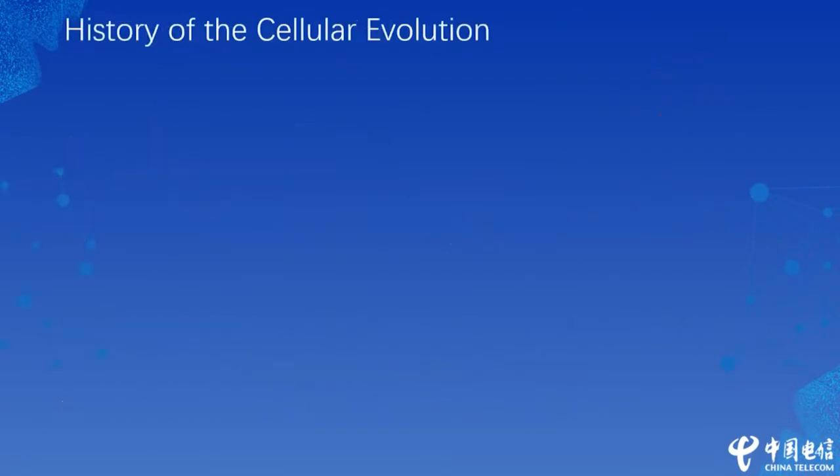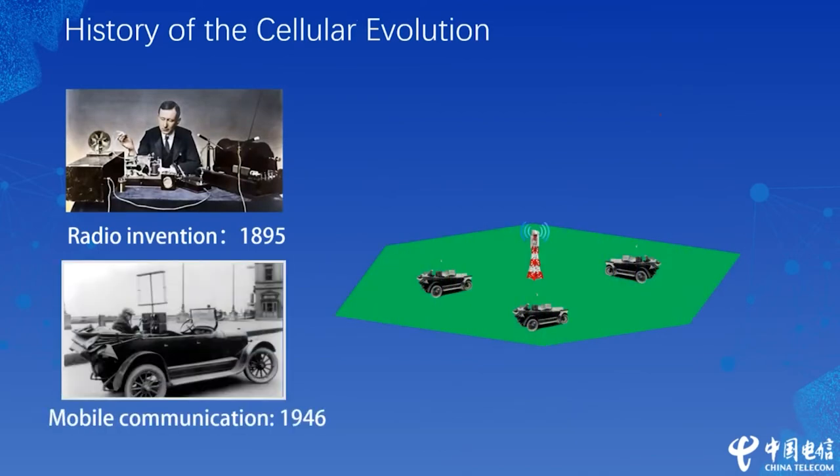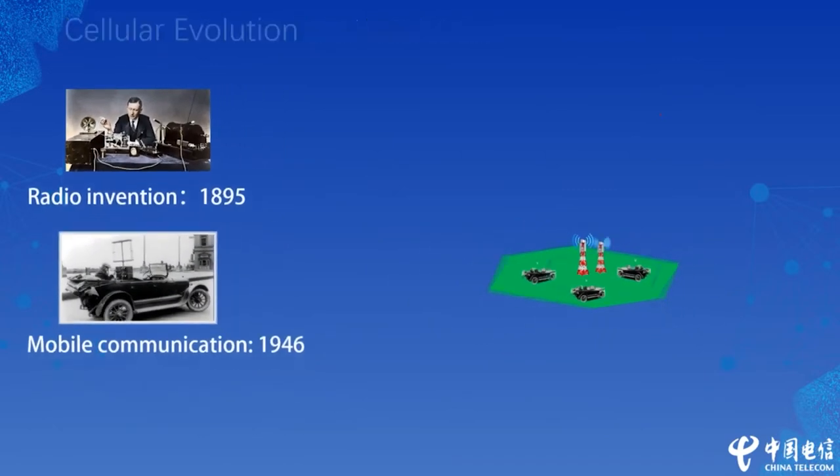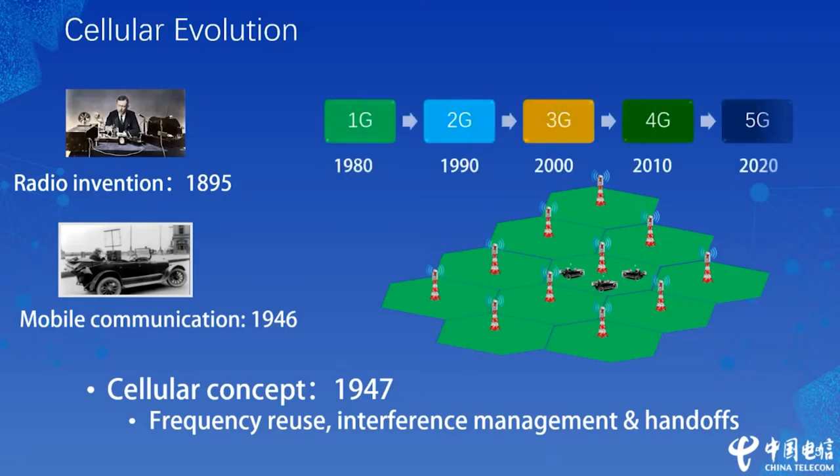For the solution, we need to examine the history of the architecture evolution. As we all know, radio was invented in 1895. Mobile communication was proposed in 1946. The cellular concept was proposed in 1947. The core technologies that enabled the cellular architecture include frequency reuse, co-channel interference management, and handoffs among different base stations. With the birth of the cellular industry, we experienced the evolution from 1G to 5G within a 50-year time span.